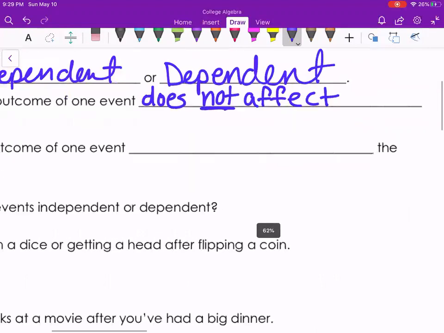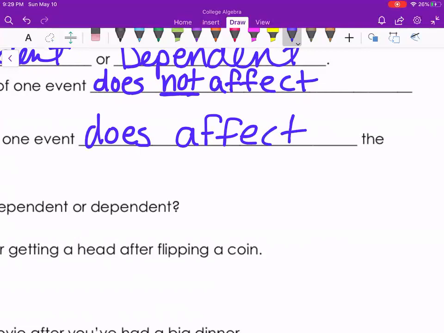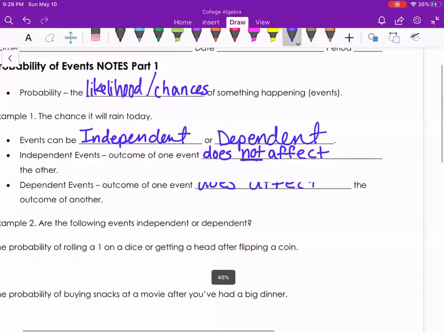Now, dependent events is the outcome of one event does affect the result of another, such as maybe the chances that it rains today will affect whether or not you can go to the pool. So there's two events down below here, and we're going to figure out which one of them is independent, which one of them is dependent.